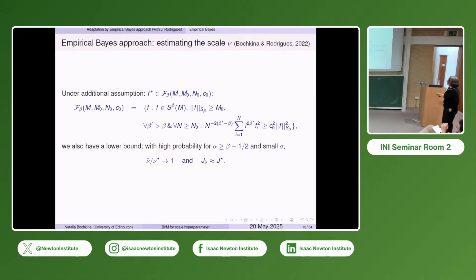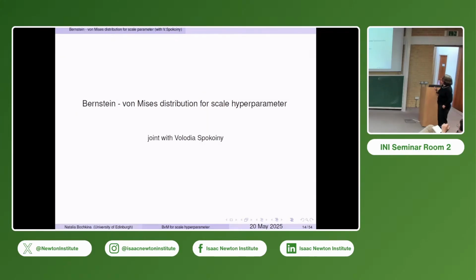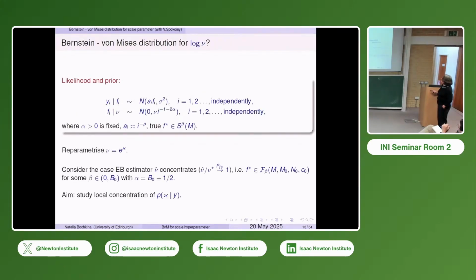Right, so once we got that result, if we were in a frequentist setting with a parameter, we'd start thinking, can we find its distribution? That's exactly what we started to think with Volodya. Volodya suggested, well, nu is a positive parameter, so why don't we take the logarithm and see if it can be approximated by the normal distribution, for the case when nu hat concentrates, i.e. for the subsets of functions from the Sobolev space. We take alpha as beta naught minus half; if we fix alpha, it means we can adapt uniformly for beta in 0 to alpha plus half. So the next task is to study the local concentration of the posterior distribution of log nu.